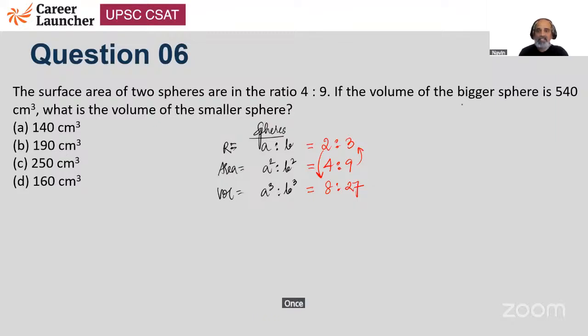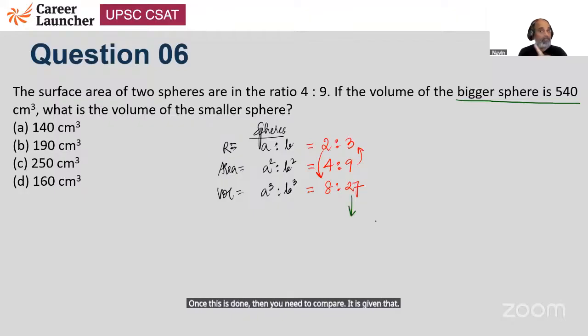Once this is done, then you need to compare. It is given that the bigger one, which is 27, it's not 27, it's 540. So how many times is that? 27 into 2 is 54, so 20 times. So you should make this also 20 times. 8 into 20, 160, and done.